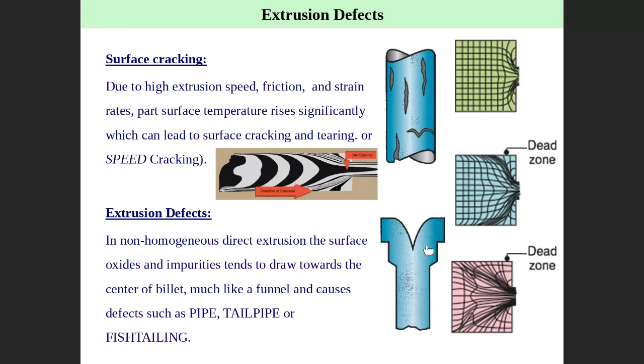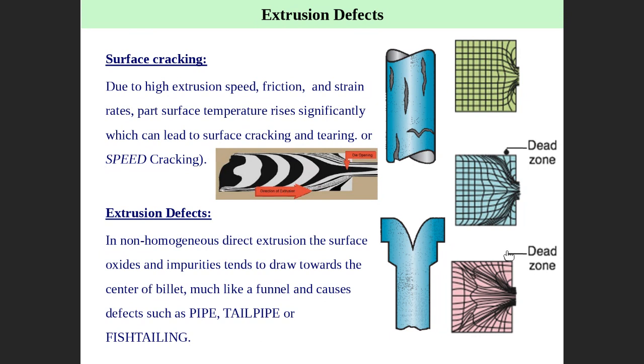Another one we call piping, or tail pipe, or fish tail, which is material like this. This is inhomogeneous deformation. In extrusion, the surface oxide and impurities tend to be drawn inside, so the material in the middle becomes weak, and then it becomes like this, what we call piping or tail. You can solve this by using material without any kind of contamination. The material used for extrusion must be pure.